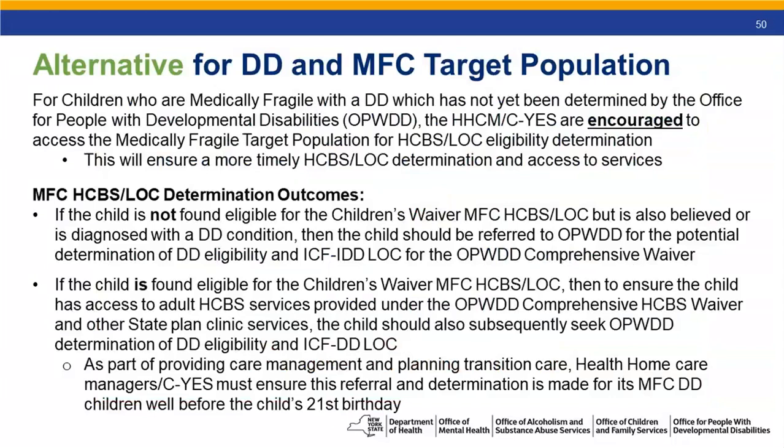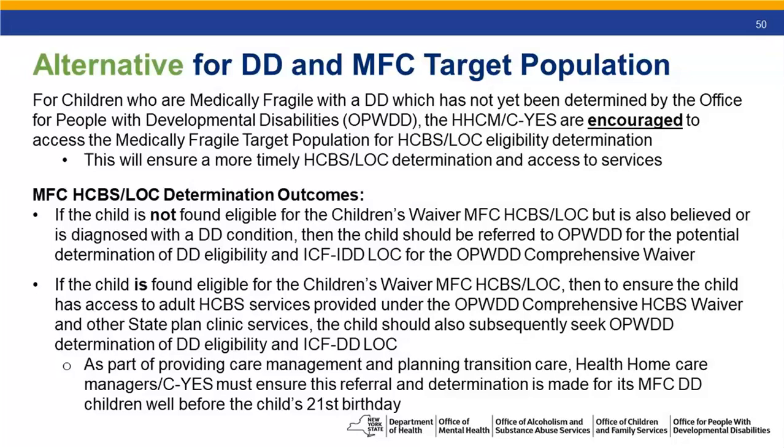But the first thing I want to highlight is if you have a child in front of you that may be DD MedFrag, maybe they have a developmental disability diagnosis, maybe you believe they might need DD and they have medical or complex medical needs, we are encouraging you to go and do the MedFrag target, risk, and functional prior to going to the DDRO. That will be a quicker process. The Health Home Care Manager and CES can conduct that process. So we are encouraging that you consider going through that door prior to sending the information to OPWDD.